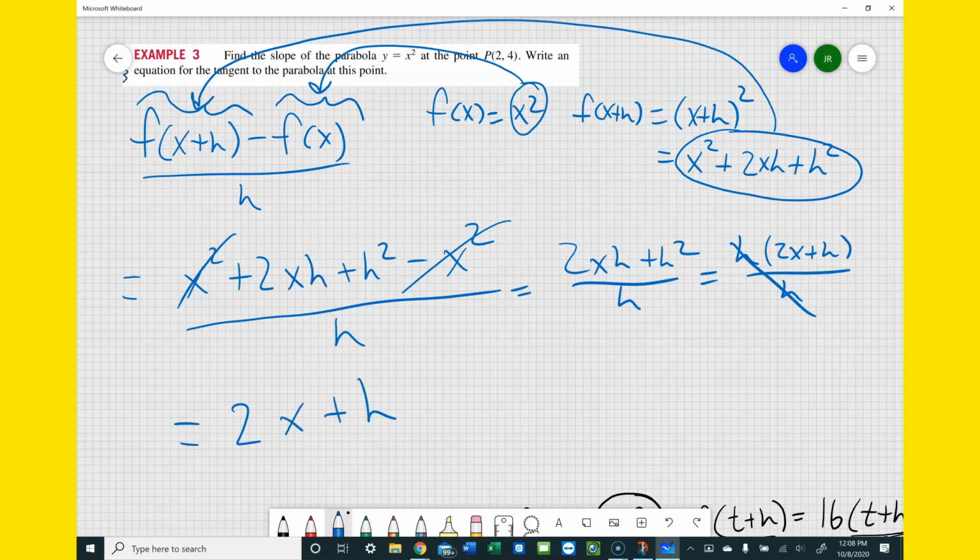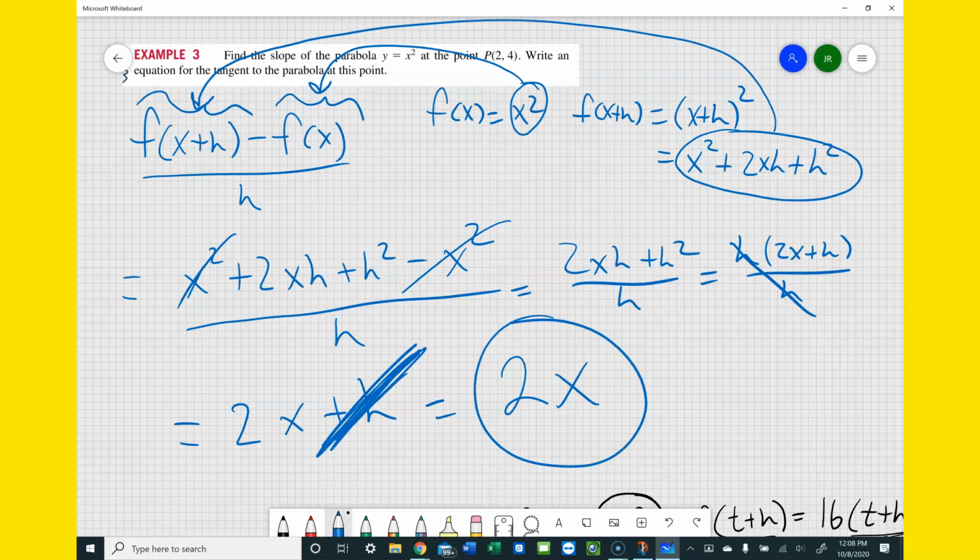But we want to find this at a single point, which means the h is going to go to nothing. It's going to go to 0, which leaves me with 2x. 2x allows me to find the slope of this parabola at any value of x.